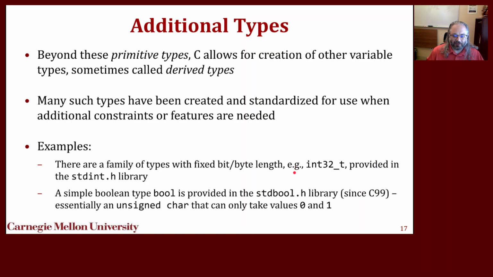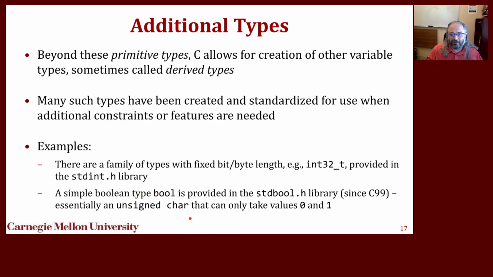Another simple type that was introduced in the C99 standard in the late 1990s is a Boolean variable type. Notice there's no Boolean defined in the primitive types in C. So someone actually went and created a library that said, we're going to create a type called bool. We're going to include it in a library, stdbool. It's a standard Boolean library. And this is essentially an unsigned character that can only take values 0 and 1. It's a derived type. It's a special case of an unsigned character.